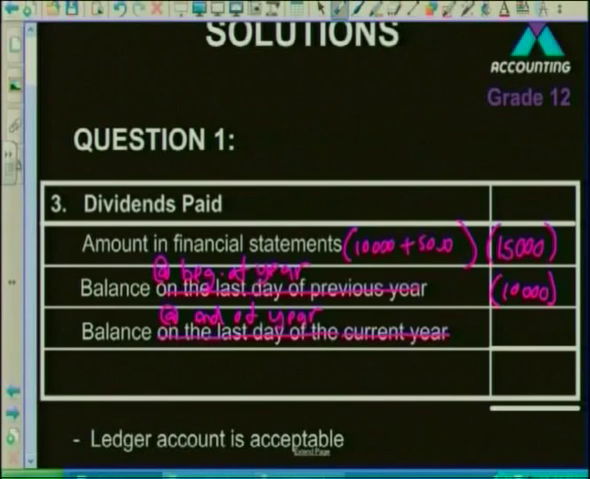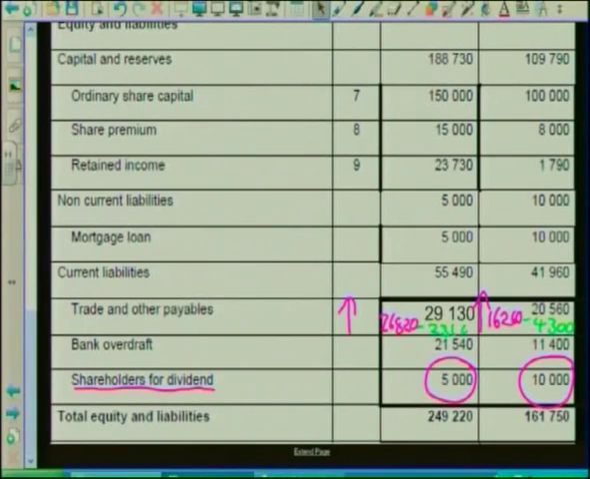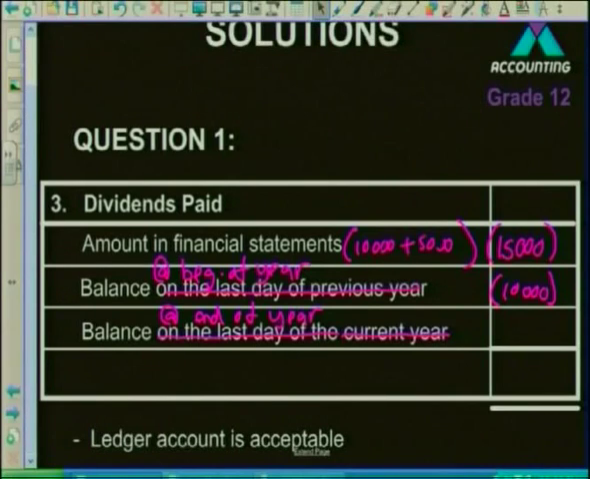Okay, so if we go to balance at the end of the year, again, we're going back to your balance sheet, shareholders for dividends, and at the end of the year, remember guys, we came across this figure before, we were owing our shareholders an amount of 5,000. So let's take that amount through to our note, balance at the end of the year, an amount of 5,000.